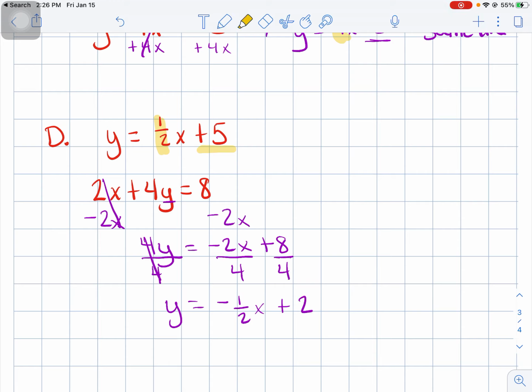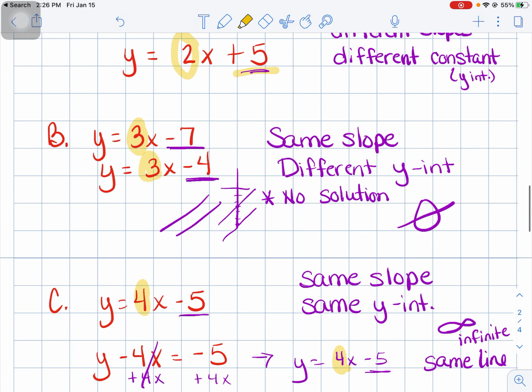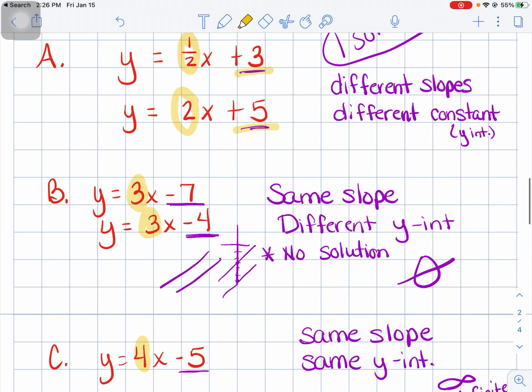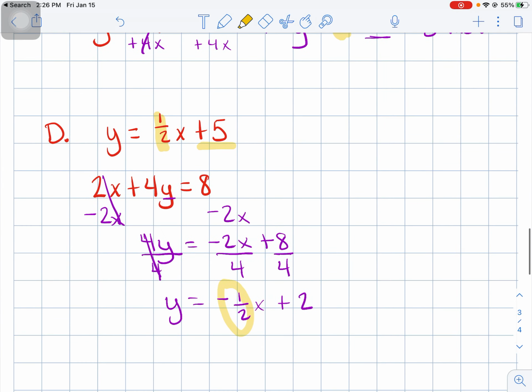Now, if we look at our slope, this is a negative 1/2, and this was a positive 1/2. So these are not the same, so we know they can't be the same line, and they're also not the same, so they can't be no solutions. So the only option when they're different slopes is to have a one solution. So this is a one solution.